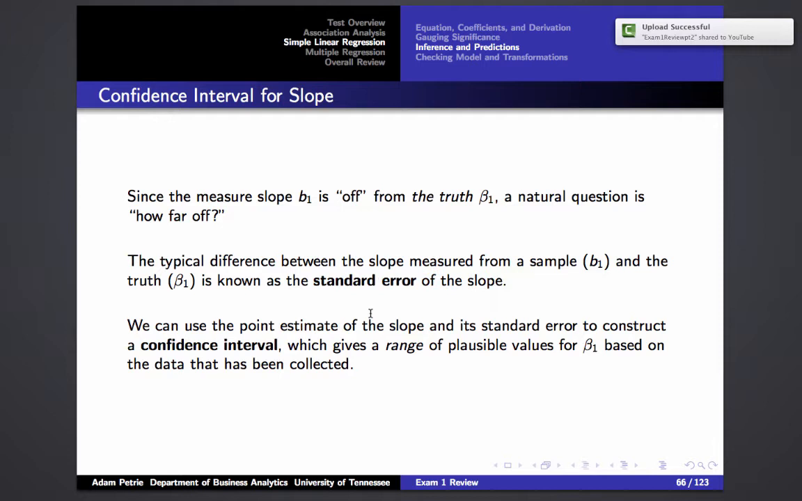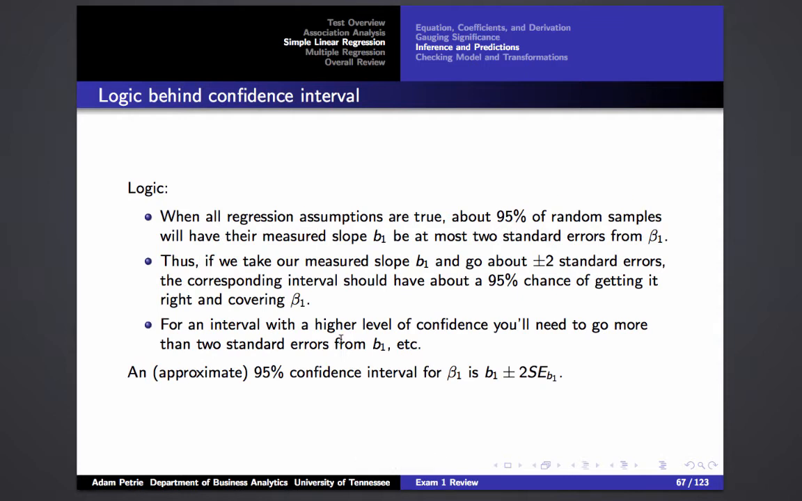All right, so once we have the standard error, how far off we think what we measured our slope might be from the truth, we can actually make a confidence interval to come up with a range of plausible values for what the true value beta 1 might be. And in fact, it turns out that when all the assumptions are met, about 95% of random samples turn out to have their measured slope be at most 2 standard errors away from beta 1. Kind of a neat thing that pops out of statistical theory.